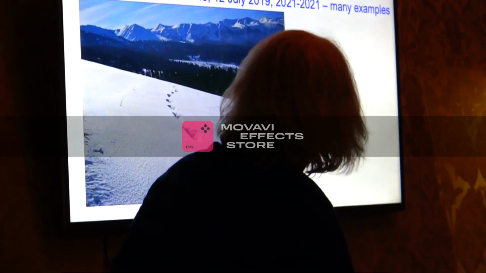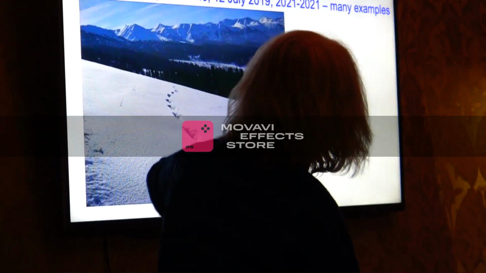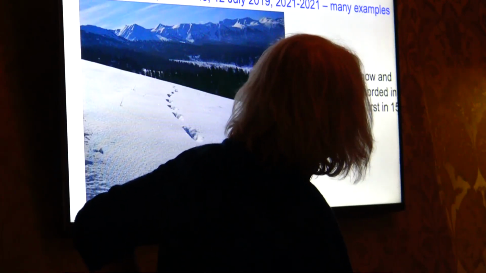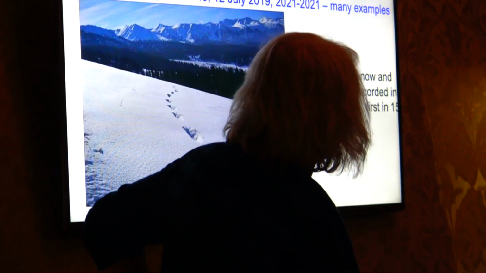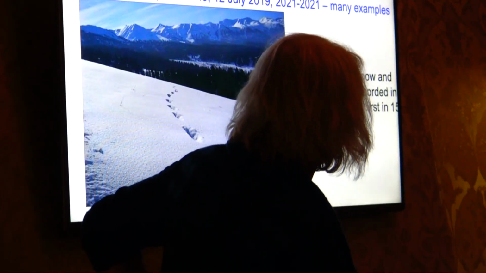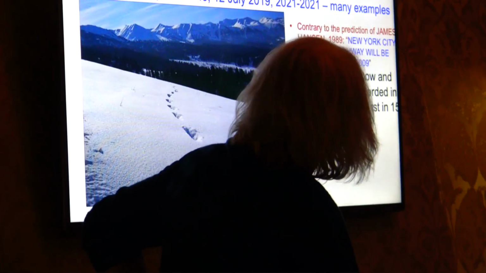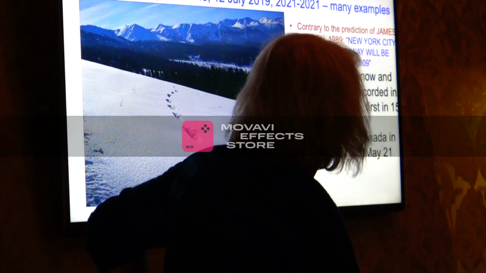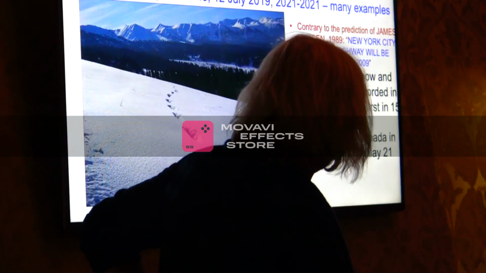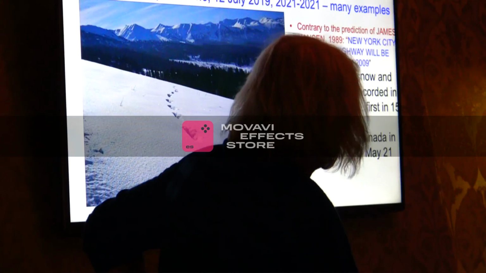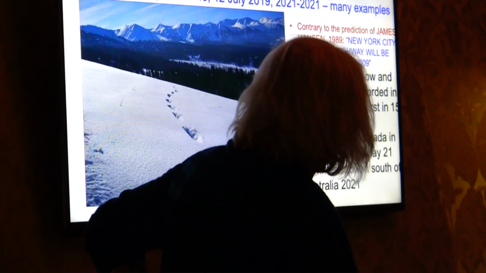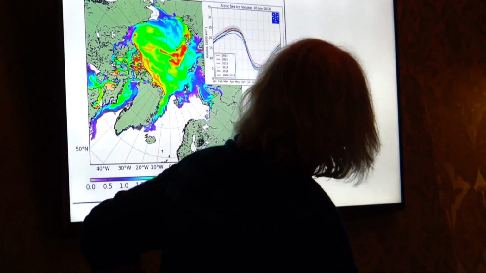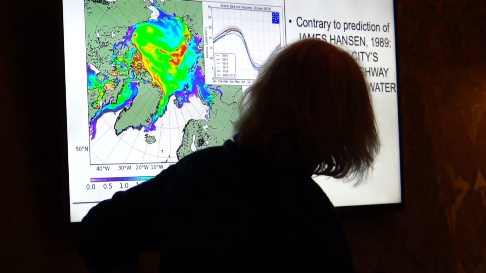December 2020. Then in summer it was snow in Ukraine, the Carpathian Mountains, in July 2021. Then in January it was snow in Amman in the Arabian Republic. And then again, we didn't have New York City underwater by 2009. Early snow in Canada, September 2020, May 2021, plus an increase of the ice in Greenland and the Northern Pole.